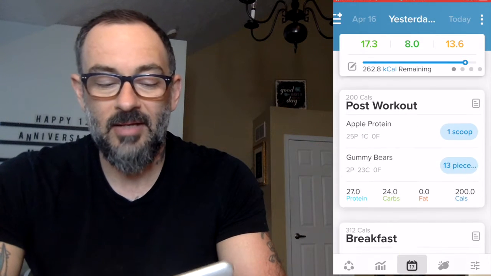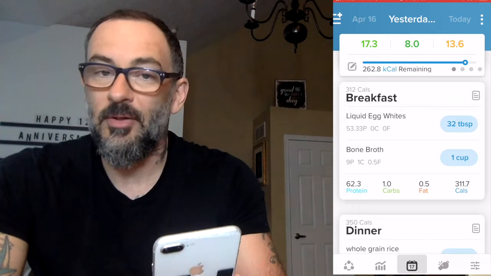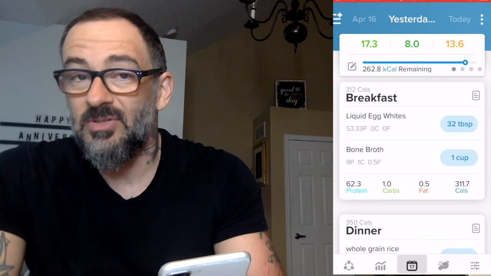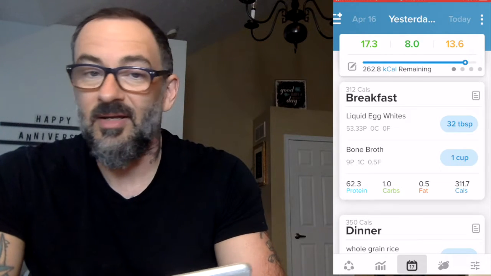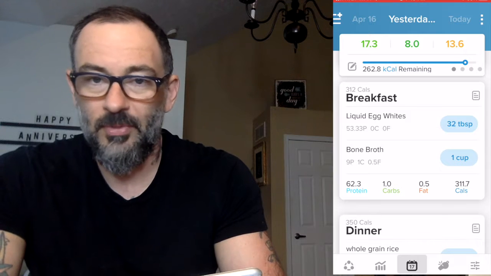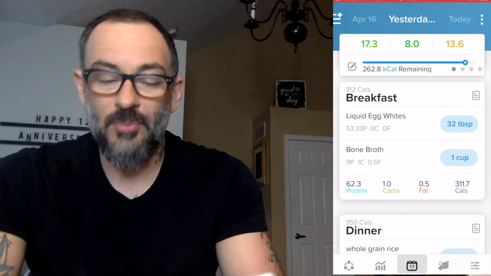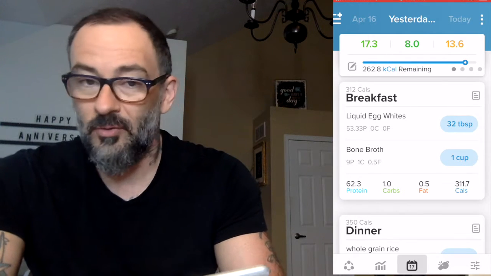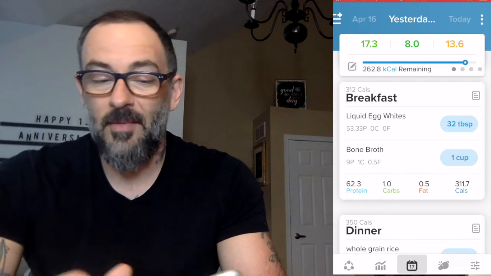Now let's look at my breakfast yesterday, what I had in here. So this is a standard breakfast for me that I've been eating lately, which is just some egg whites and then a cup of chicken bone broth. Pretty basic, but you can see 311 calories, only 1 gram of carbs, and half a gram of fat.